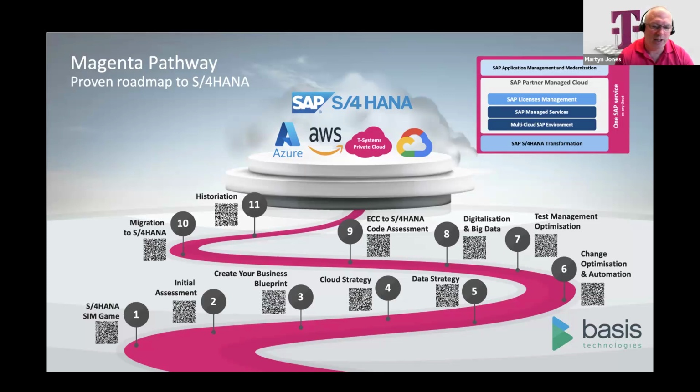Digitalization and big data is a very big thing at the moment, with where you're going to put your reporting data. Looking at ECC to S4 code assessment. A lot of custom code still will be needed in S4, even though there is keeping the core clean, because we still have applications that need to talk into SAP. So having that assessment of what code can be automated and changed without having to have costly developers.